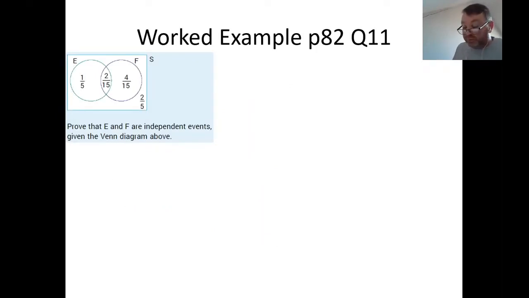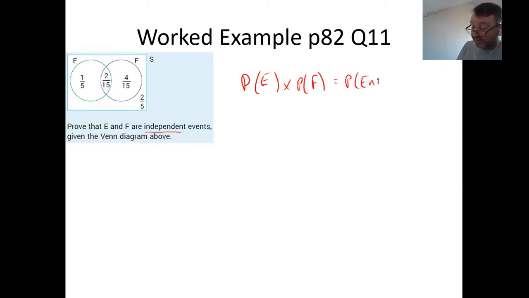Okay, I think we're coming towards the end of this now, so bear with me. Work the example, page 82, question 11. Prove that E and F are independent events. This is very simple. If two events are independent, it means that the probability of E multiplied by the probability of F equals the probability of E intersection F. That's independence.